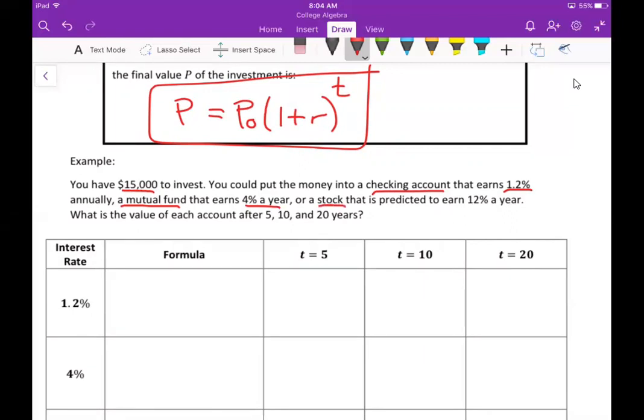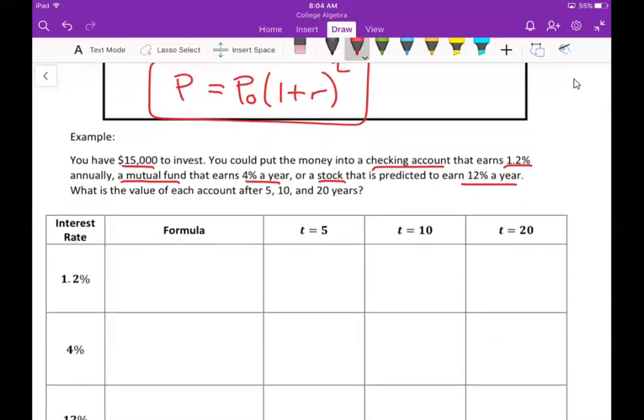Stocks, you never know exactly what you're going to make, but you could have one that's predicted to make a lot. This one in particular is predicted to make 12% in a year. So clearly, if we were going to invest, we want the higher interest rate. Now, what this formula doesn't take into account is that risk of possibly not getting that interest rate. But let's assume that somehow they're able to all keep these interest rates pretty reasonable for the checking account, maybe not so reasonable for the mutual fund, and especially not as reasonable for the stock to increase 12% for 5, 10, or 20 years.